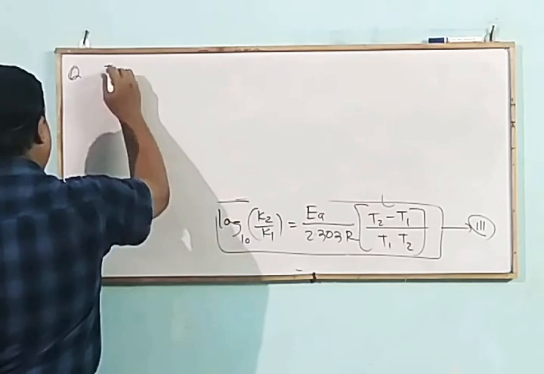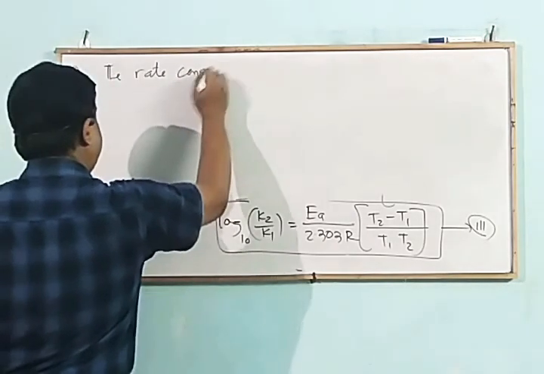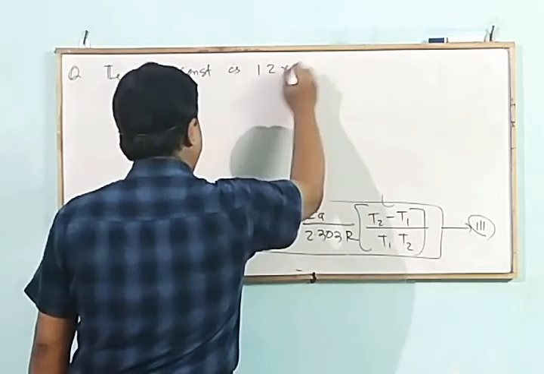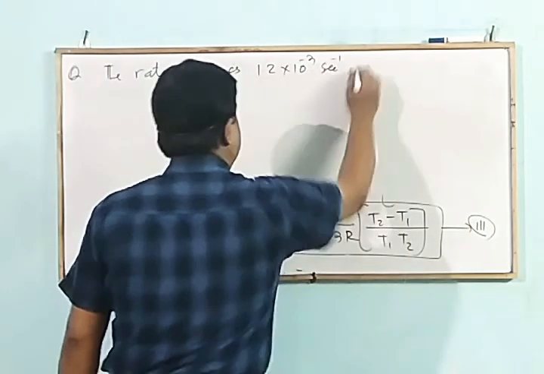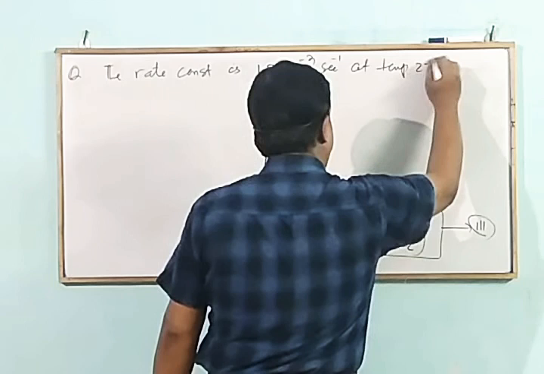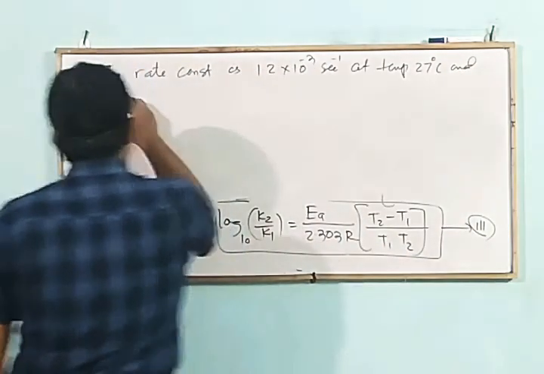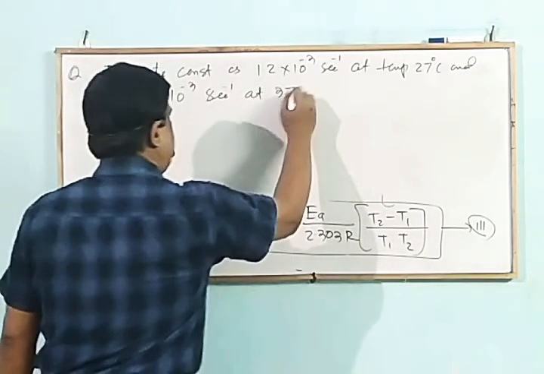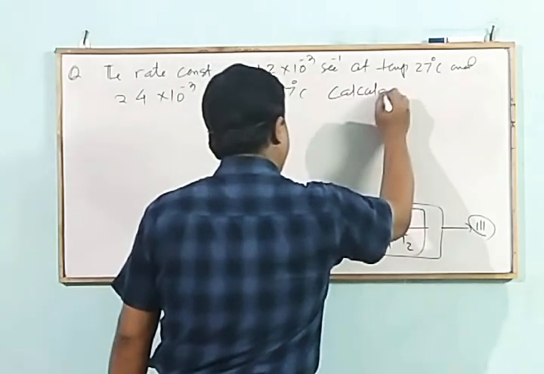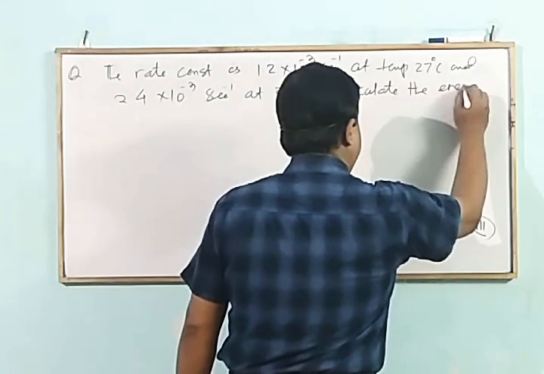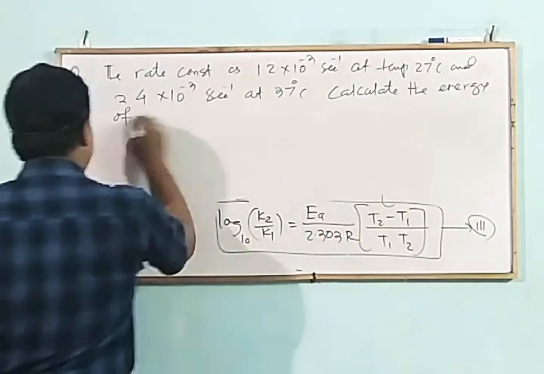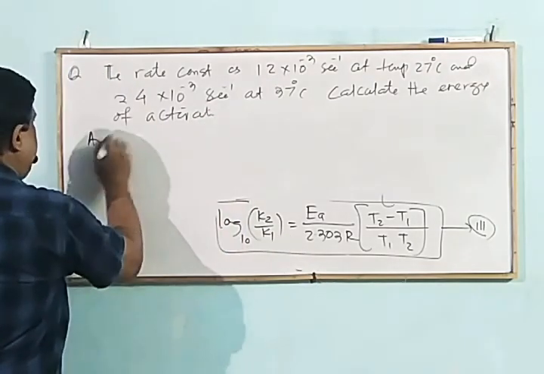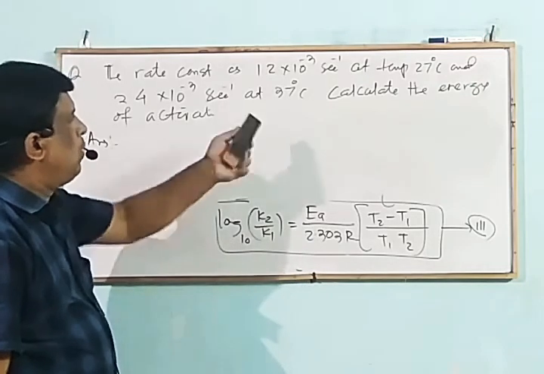Question. The rate constant is 1.2 × 10^-3 second inverse at a temperature of 27 degrees centigrade and 2.4 × 10^-3 second inverse at 37 degrees centigrade. Calculate the energy of activation. Mark the answer. What is the data given? K1 given, K2 given, T1 given, T2 given.